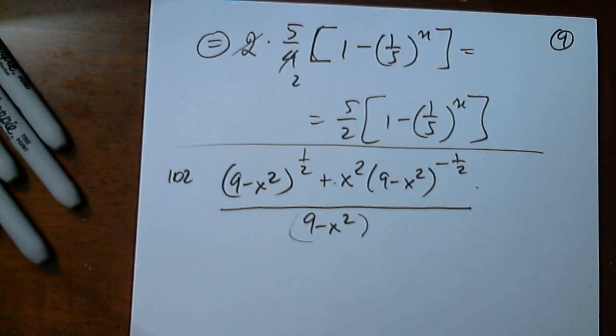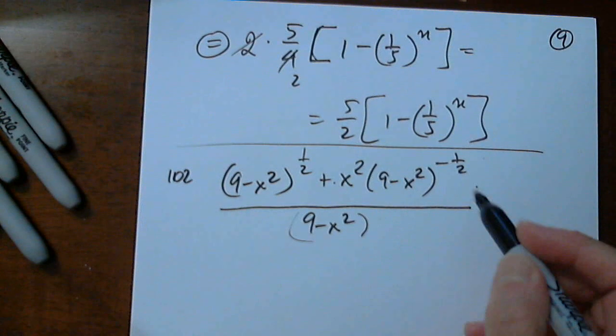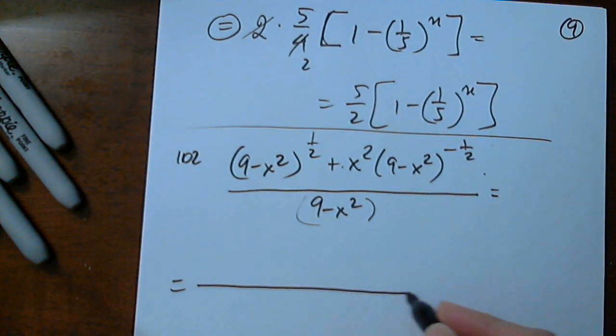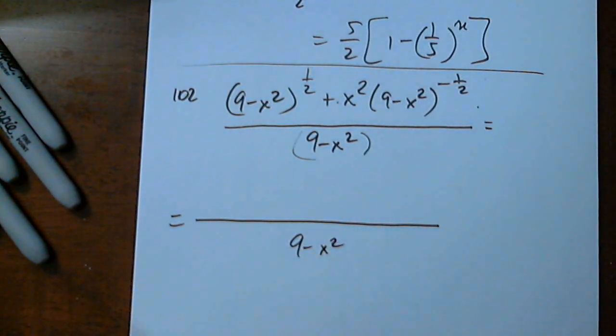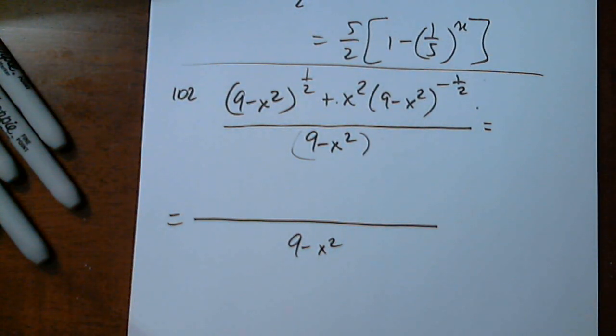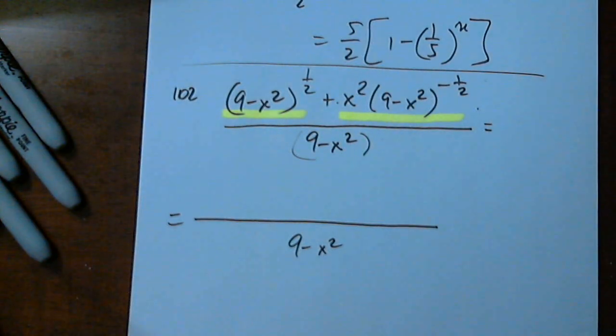Is it 2? Exactly. Something plus something. Good. What do they have in common? First, what do they have in common? And then we will discuss the power. So here's the first term, and here's the second term. What do they have in common? Nine minus x squared. Of course.